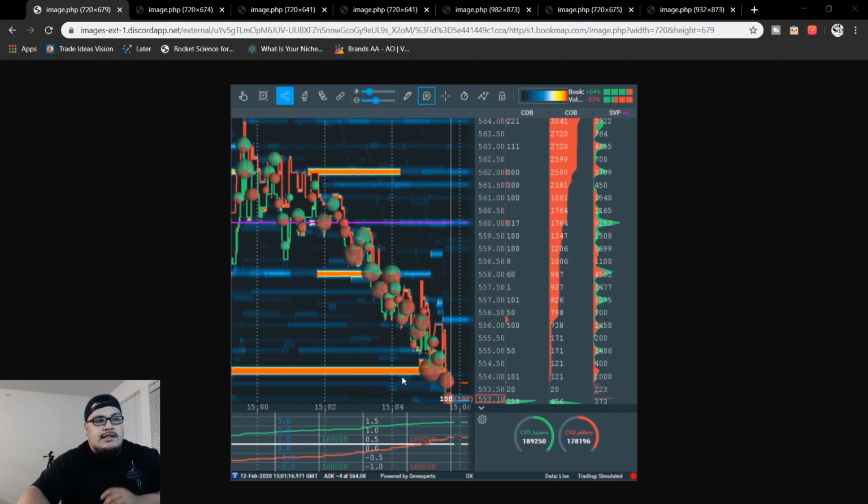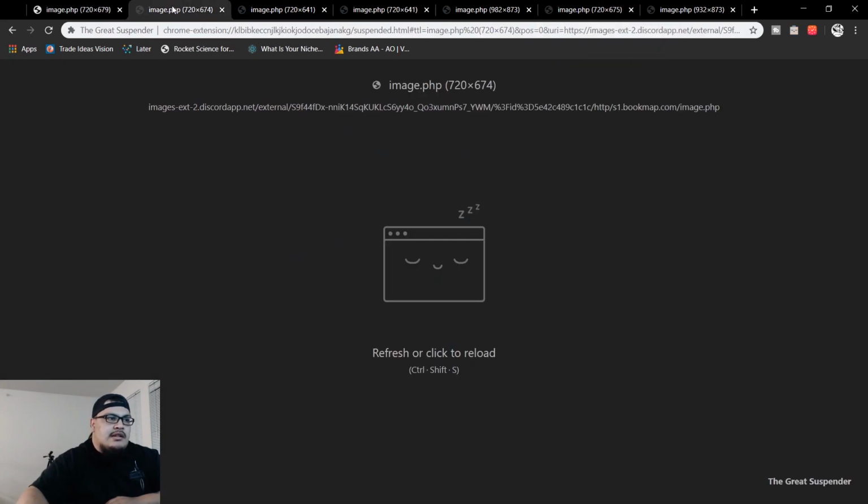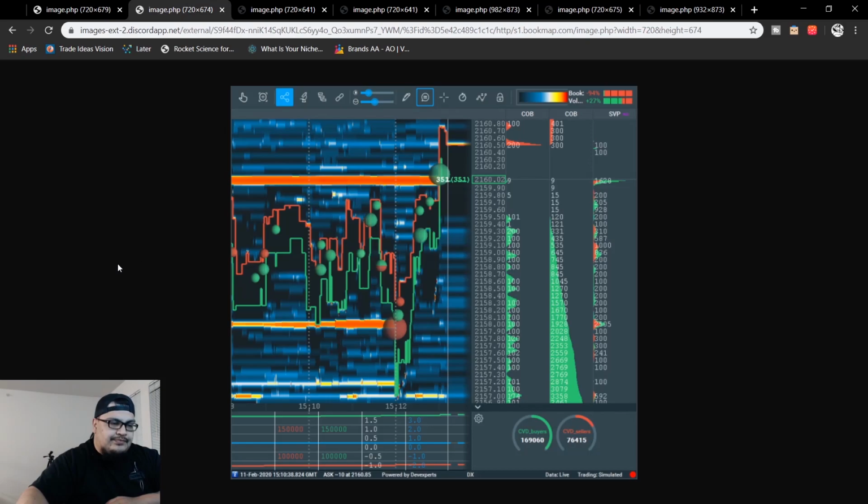I got some other examples here as well. Just one second. This would be more like a channel trade, right? You can see where the little balls are going back and forth, and you have support here and resistance here. You can see there are more sellers than buyers in this area, and this is being moved around this whole time.